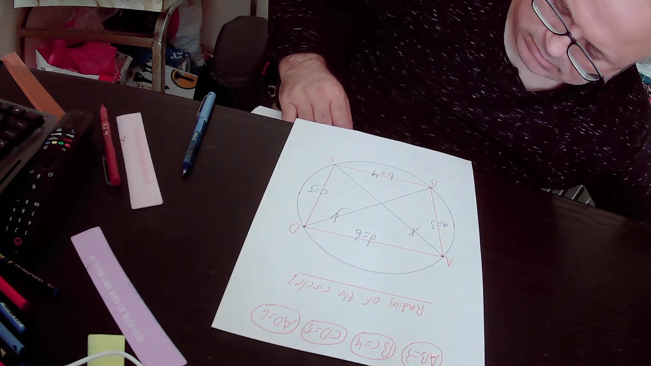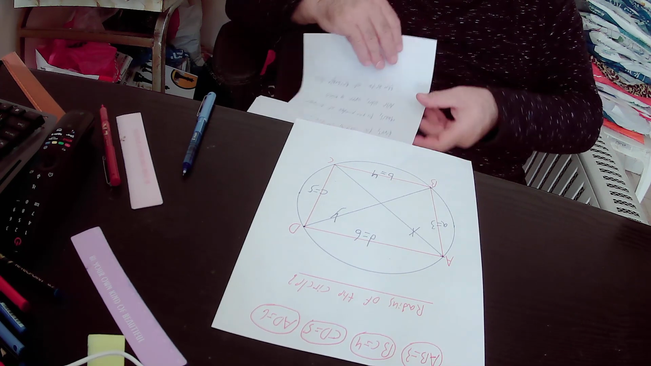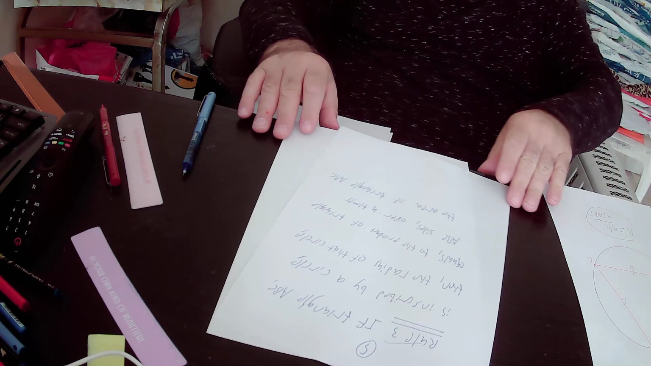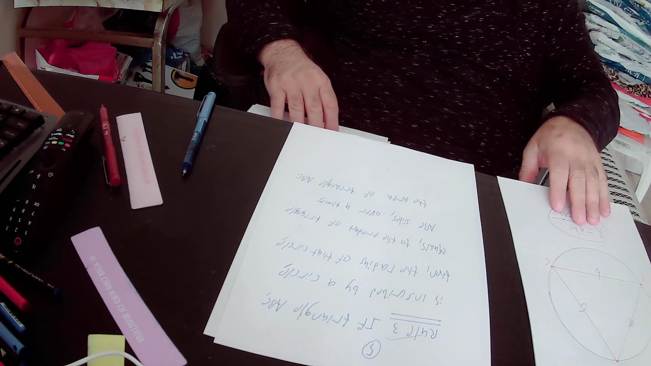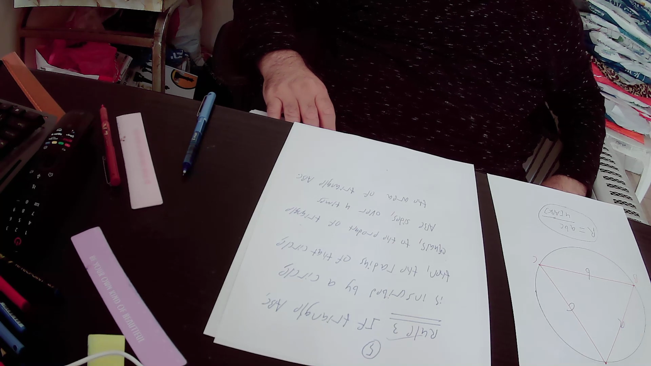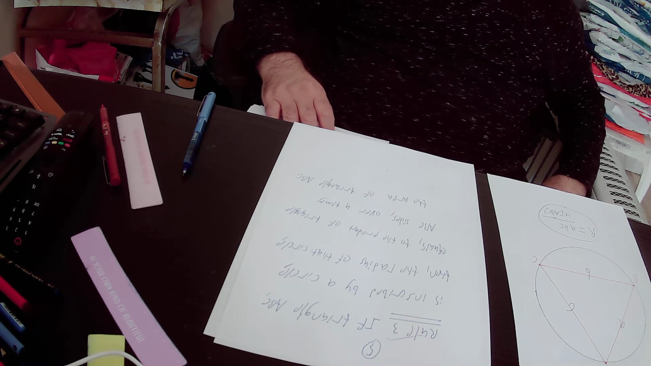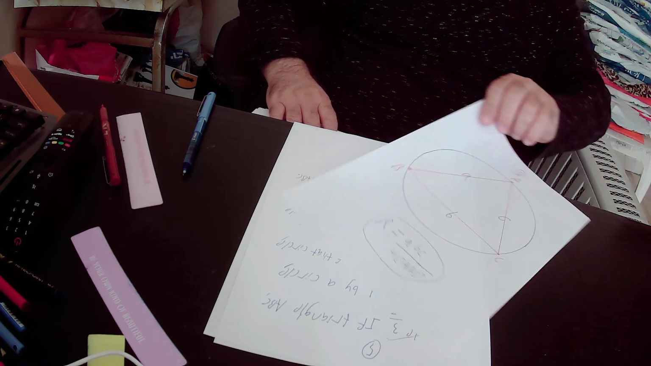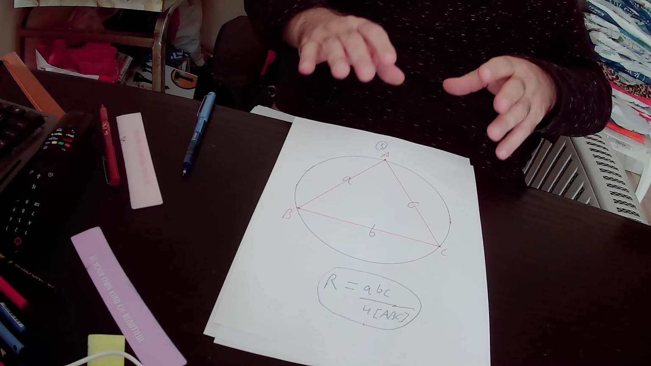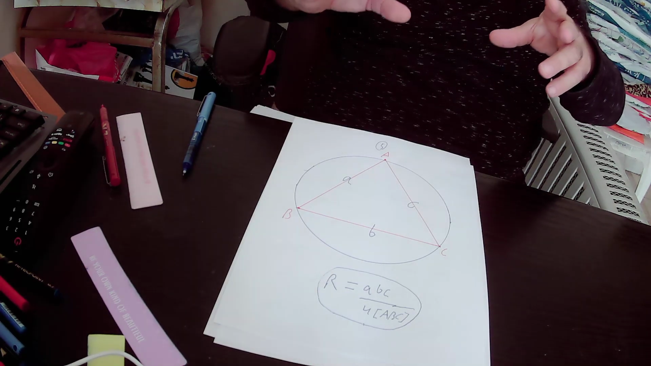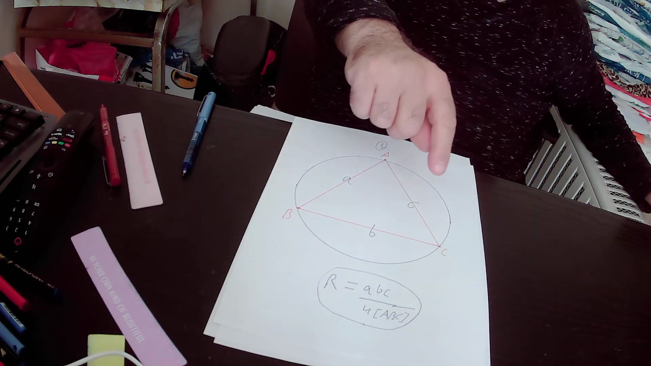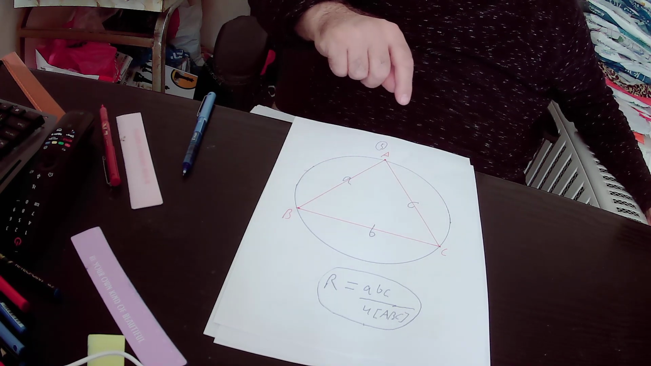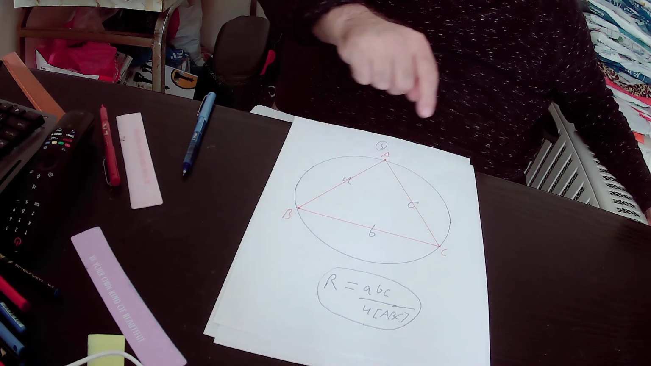According to rule number 3, if triangle ABC is inscribed by a circle, then the radius of that circle equals the product of triangle ABC's sides over 4 times the area of triangle ABC. So we are talking about this reality that we have a triangle that is inscribed by a circle, and it is true only for triangles that are inscribed by a circle like in this drawing.